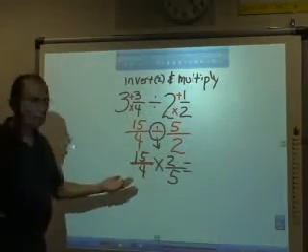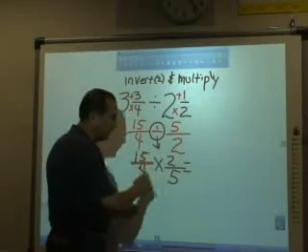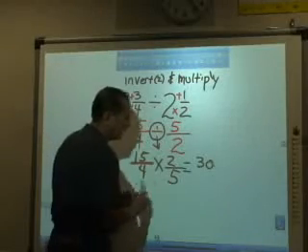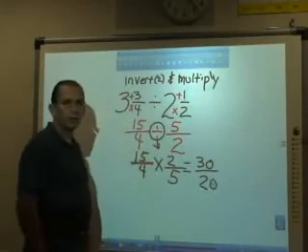And now we're back to multiplication. What are we going to do? Top times top, 15 times 2 equals 30. 4 times 5 equals 20. And there we have our answer.